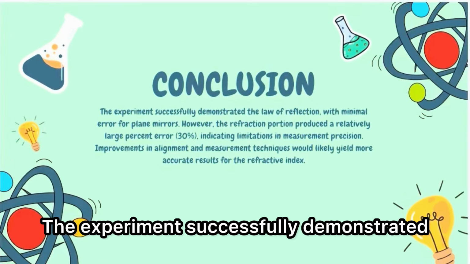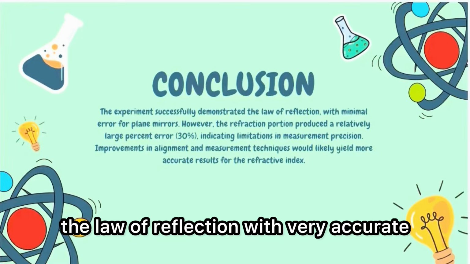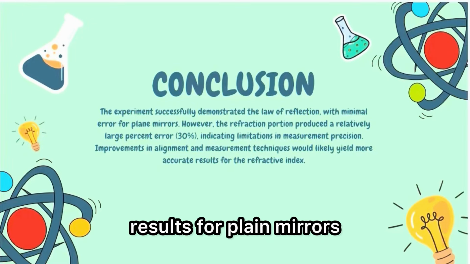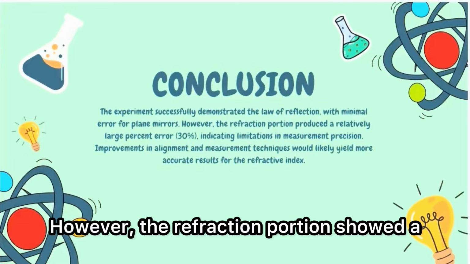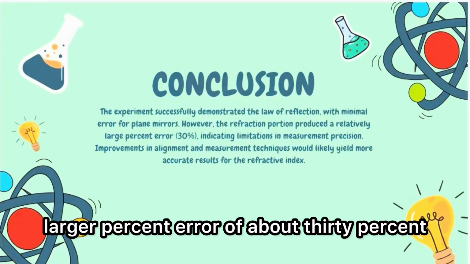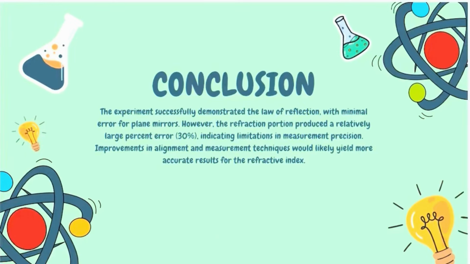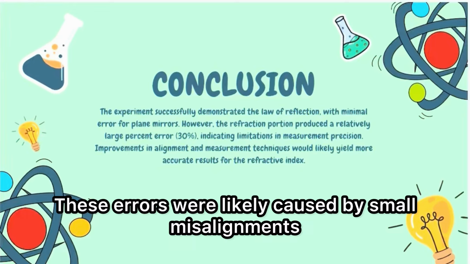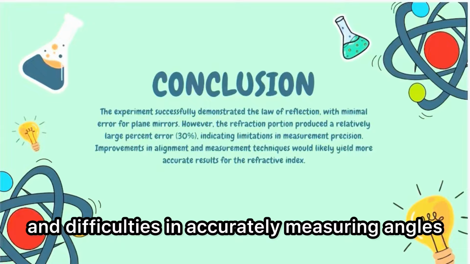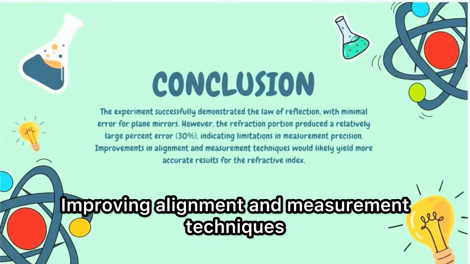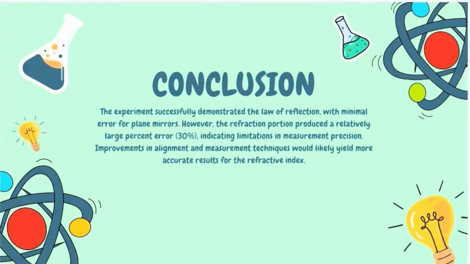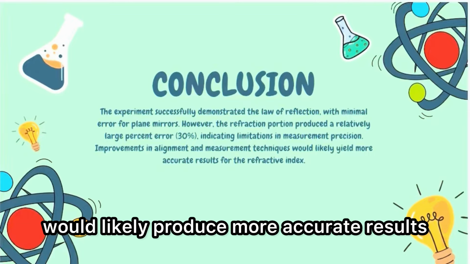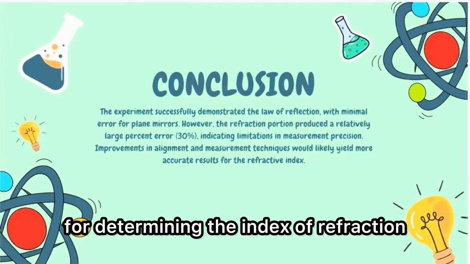The experiment successfully demonstrated the law of reflection, with very accurate results for plane mirrors. However, the refraction portion showed a larger percent error of about 30%, indicating some limitations in measurement precision. These errors were likely caused by small misalignments and difficulties in accurately measuring angles. Improving alignment and measurement techniques would likely produce more accurate results for determining the index of refraction.